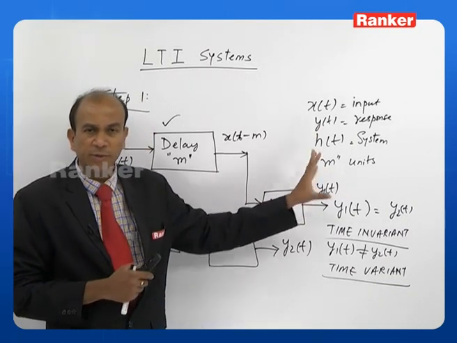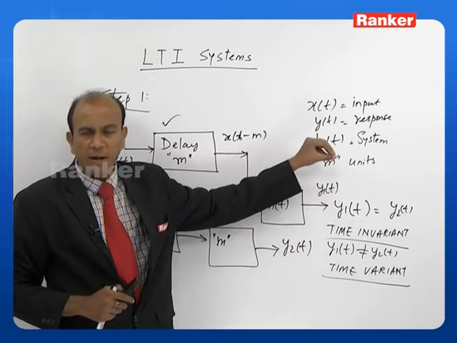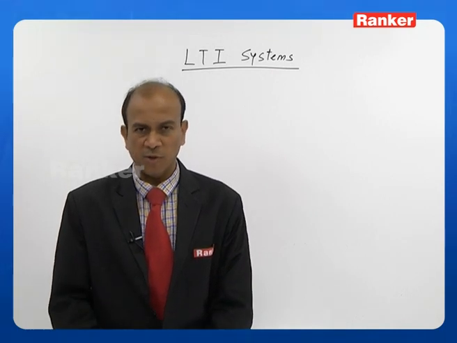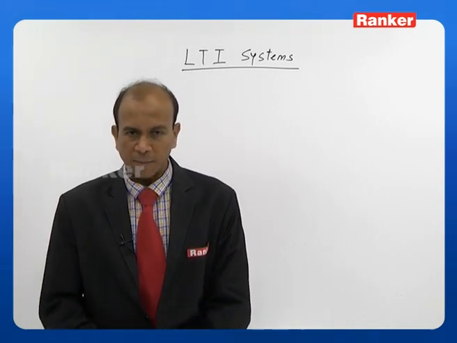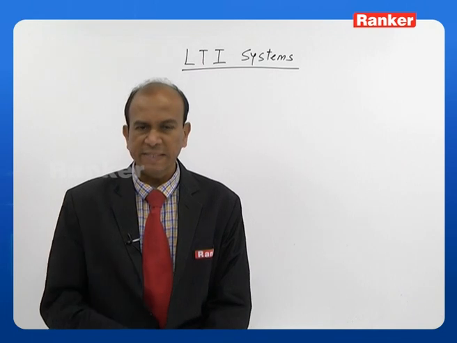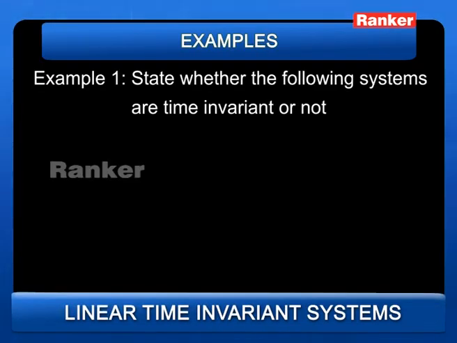Let us do some problems on this so that you can get this completely understood. Let us see some examples. Let us start with the first example. Here it has three parts A, B, C. The first example says, state whether the following systems are time invariant or not. Let us start with the first problem. The first problem is y of t is given as 2t x of t. I should find out whether it is variant or invariant.